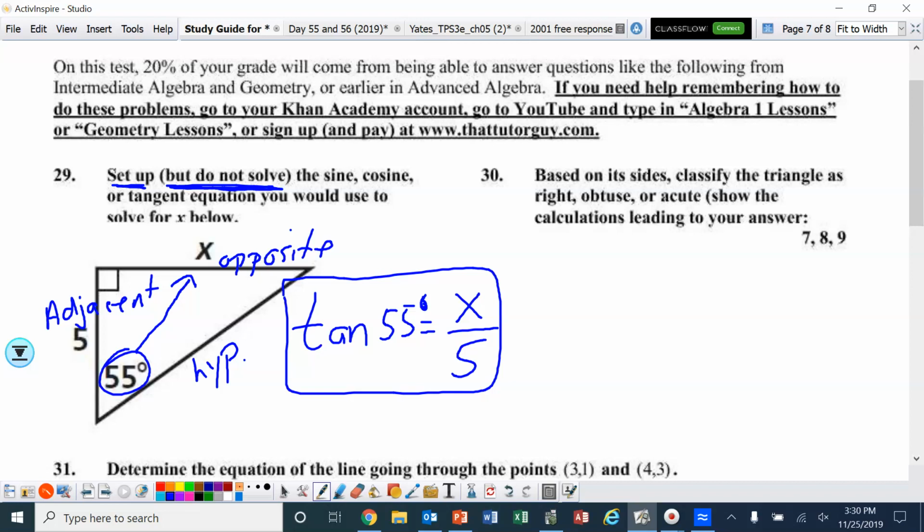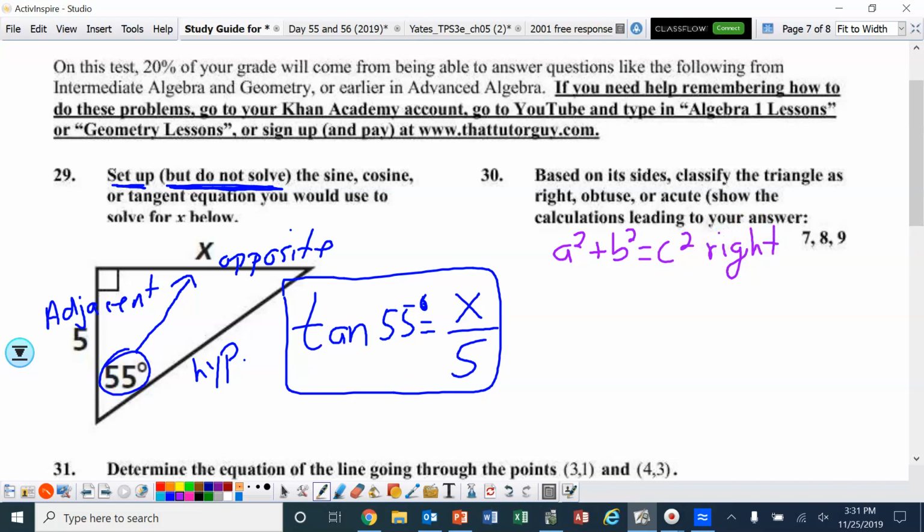All right, now number 30, we need to remember some information here before we can solve it. Okay, first of all, you need to remember the Pythagorean theorem, the whole thing. So you know that a squared plus b squared should equal c squared. If that is true, that is a right triangle.